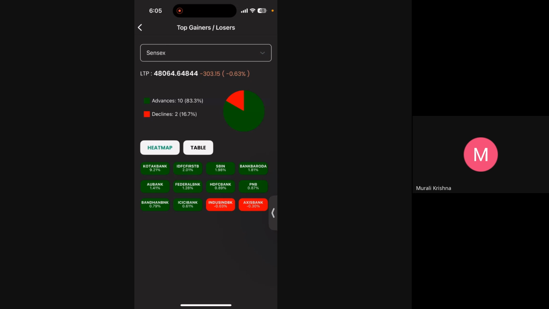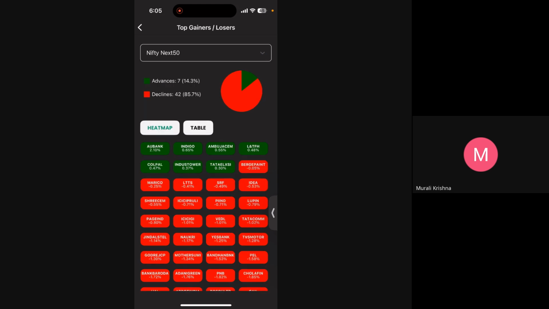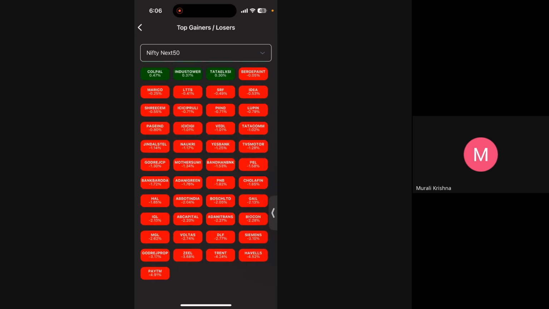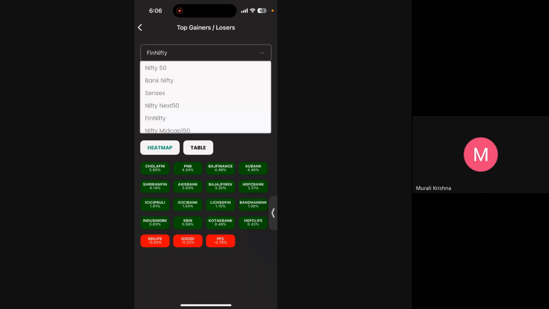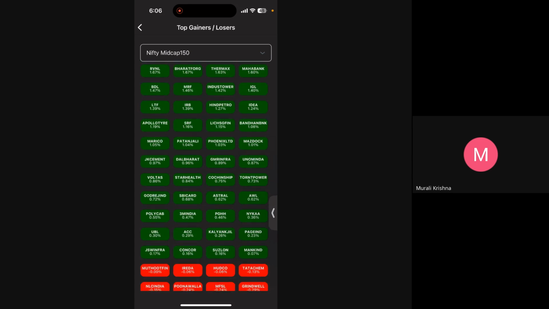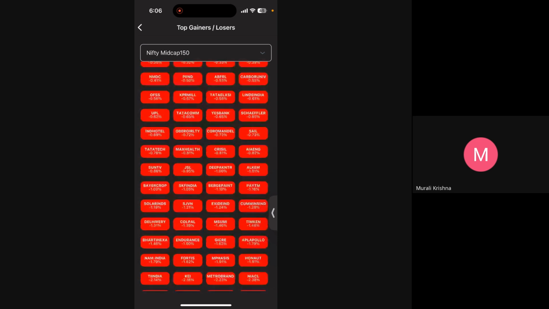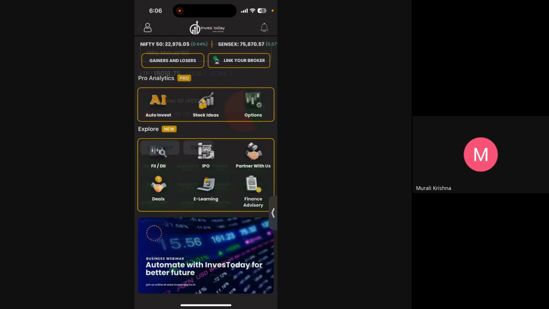And you can see the Sensex stocks as well, how they are performing. And you will have Nifty Next 50, which means the stocks that are going to come into the Nifty next. Next 50 is all negative today, and Fin Nifty is all positive. Nifty 150 is almost 40-60: 40% of the stocks are in green and 60% in red. To understand the market sentiment, you can just check out here.